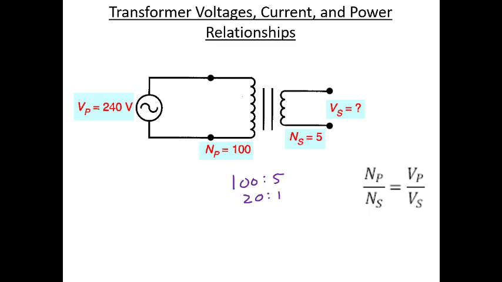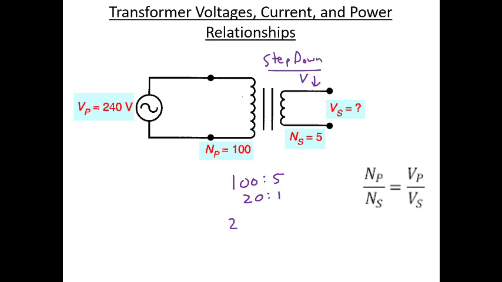So this transformer, we haven't talked about it yet, but we'll start using this term. This would be a step down transformer. The voltage is going down. We know that because there's less turns over here.